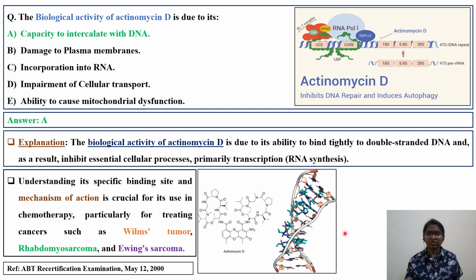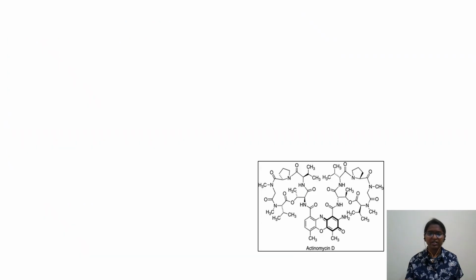Okay, so this is your actinomycin D, this is the phenoxazone ring, and this is your DNA. Intercalating DNA. You can see the blue color part is your drug which will go and intercalate with the DNA. You will also come across RNA polymerase I. Actinomycin D will go and bind with topoisomerase 1 and 2. Actinomycin D will inhibit DNA repair and induce autophagy. Try to remember this pointer. So this is the typical structure of actinomycin D.